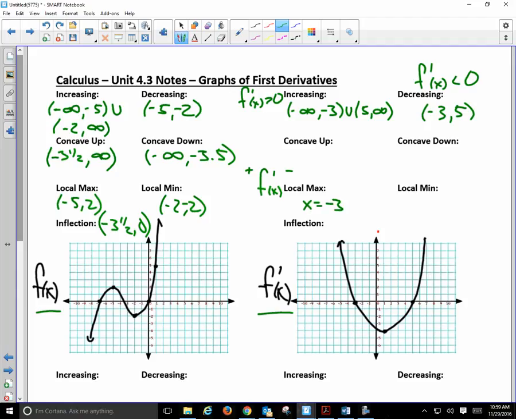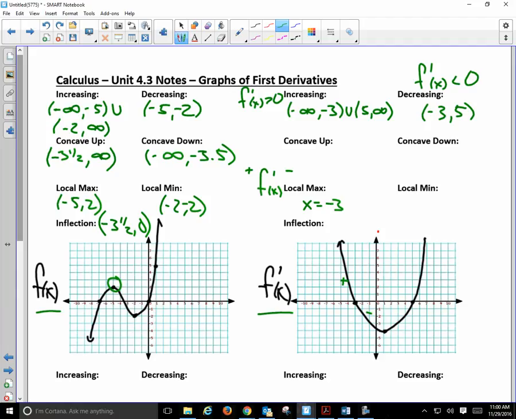Notice the difference. Here we were able to actually say that the local max occurred at negative 5, positive 2. We don't know a y value for location. You might say, well, yeah, we do. It's 0. Well, that's the location of the first derivative. We don't know the location of f of x. So all we know is that at x equals negative 3, the derivative changes from positive to negative.